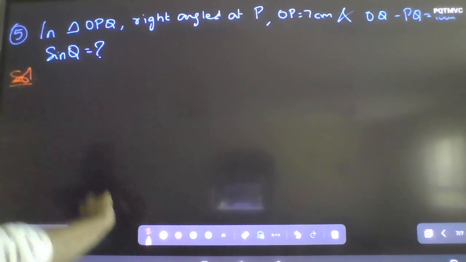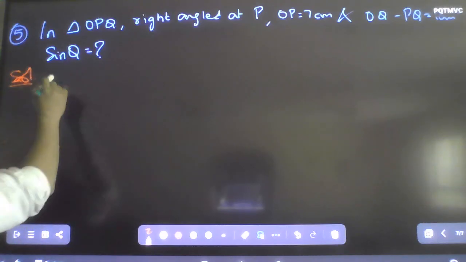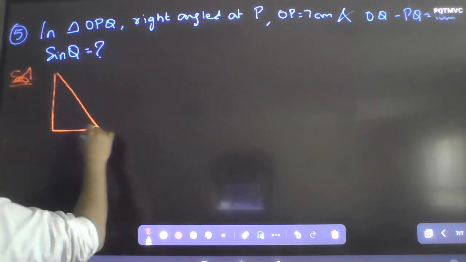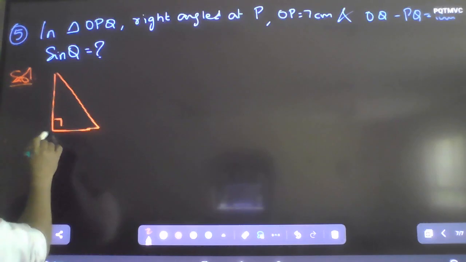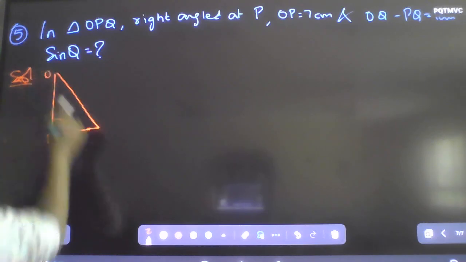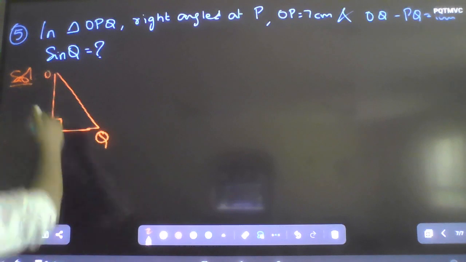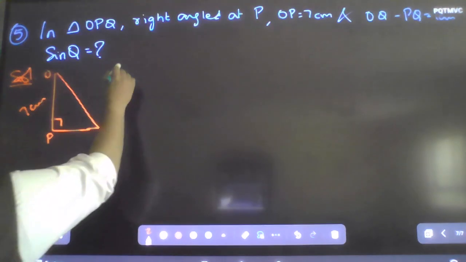So what does the solution say? Let us draw the triangle for this. Let us draw the figure. He is telling this is a right angle triangle, right angle at P. So you can write it as OPQ. Now OP is equal to 7 centimeters. This is 7 centimeters, and OQ minus PQ is equal to 1. What is that?